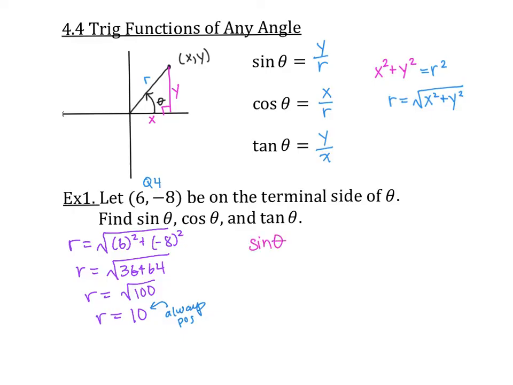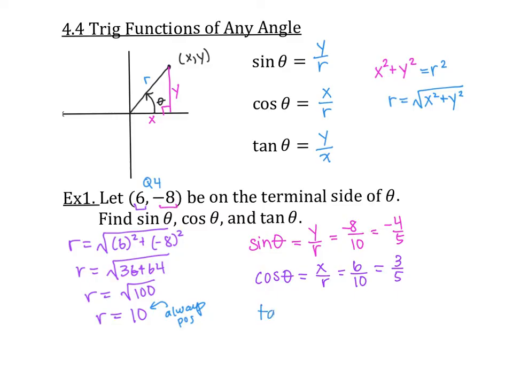So the sine of theta, according to our newfound rules, should be y over r. Our y is negative 8. For the r, I just calculated that to be 10. So if I simplify that, I get negative 4/5 for my sine value. Okay, let's see for cosine. Cosine is x over r, and my x coordinate is 6, and the r I found to be 10. And then when I simplify that, I get 3/5.